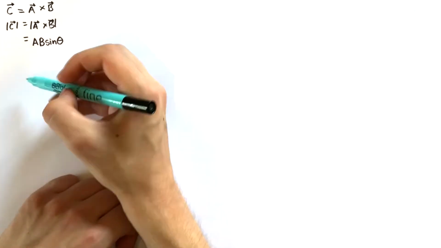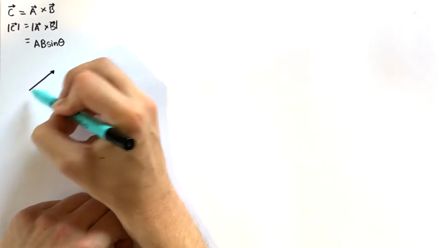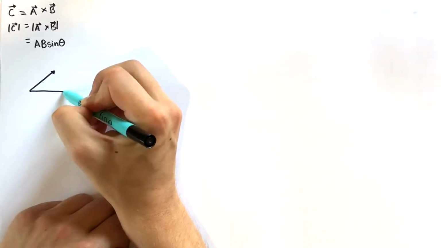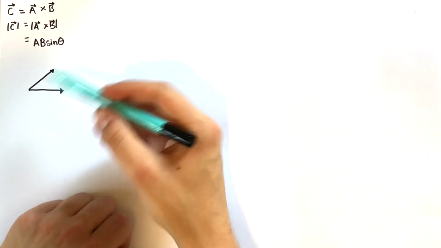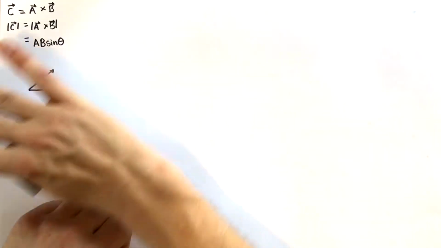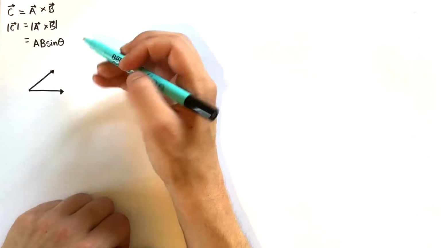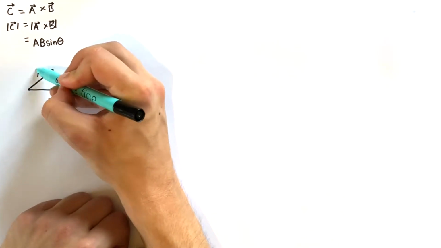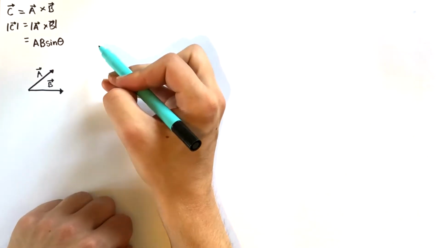So if you actually draw it out, then you'll have vector A, vector B. Now you have to imagine that vectors A and B both lie in this plane. So there is a flat plane that vectors A and B both lie in. So here's vector A, here's vector B, and they're lying in this plane.